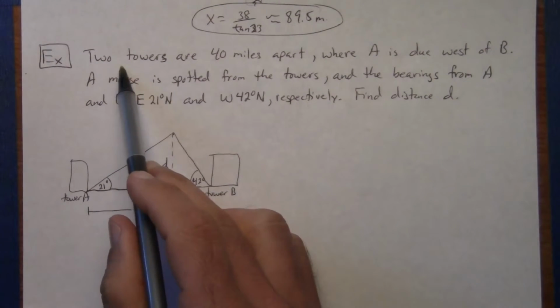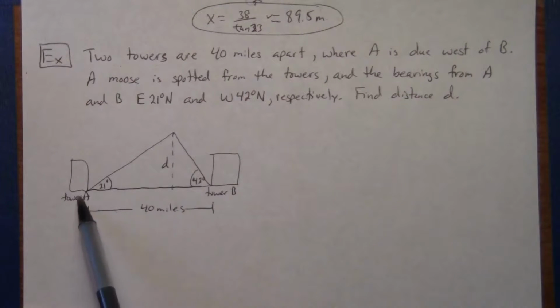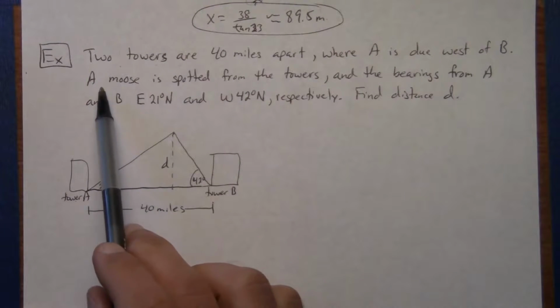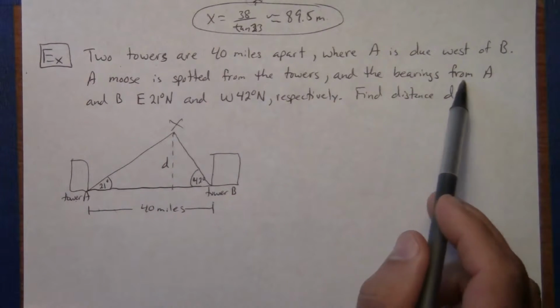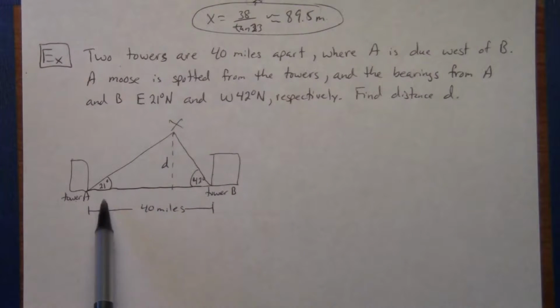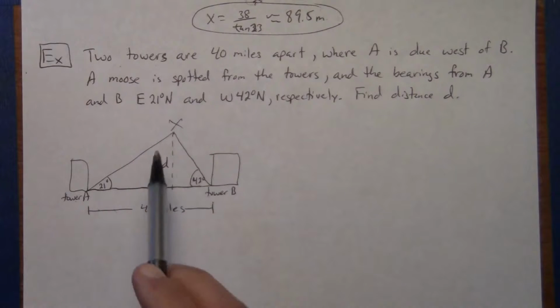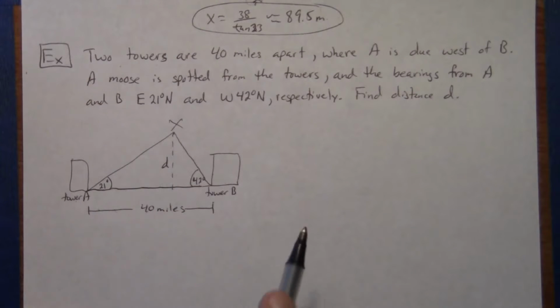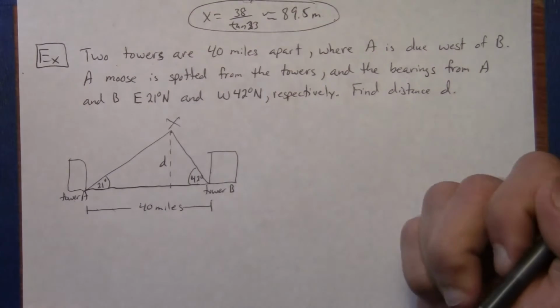It says two towers are 40 miles apart. Forgive my drawing. Here's Tower A and Tower B, where A is due west of B. It says a moose, which is right here somewhere, is spotted from the two towers, and the bearings from A and B are east 21 degrees north, which is giving us this little angle, and then west 42 degrees to the north, which is giving us this angle. And you'll look at 34, they give you the picture exactly like this. It says find the distance D, which is this distance here.